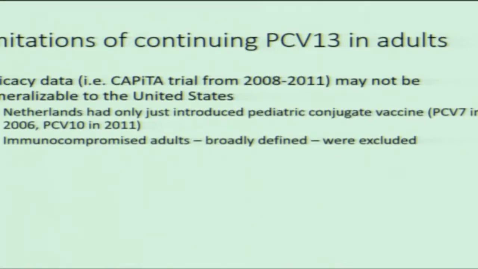The second major limitation is that this study excluded immunocompromised adults, and they defined immunocompromised as particularly broad. So anyone with any history of malignancy was excluded, people with HIV infection were excluded, and importantly, people with prior pneumococcal vaccination were also excluded. And so this excludes a gigantic swath of the people that we see in our clinics all the time. And so whether there is additional benefit of giving our patients PCV13 is not very clear.